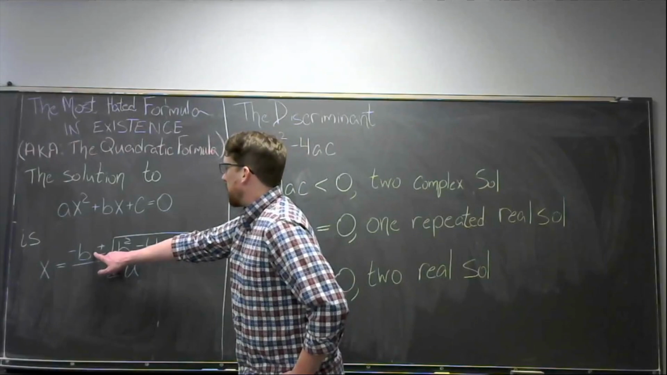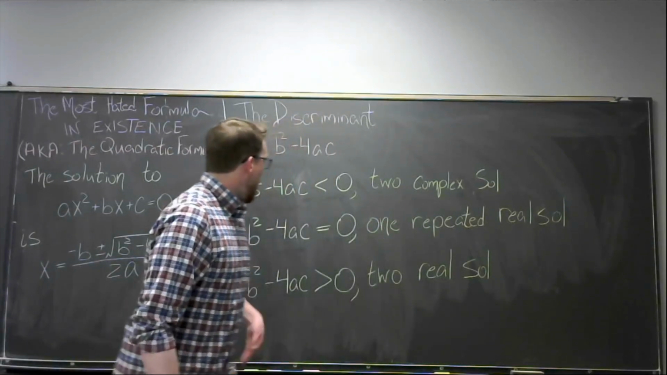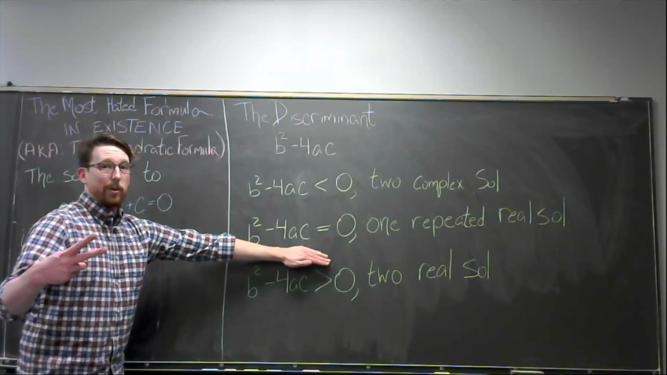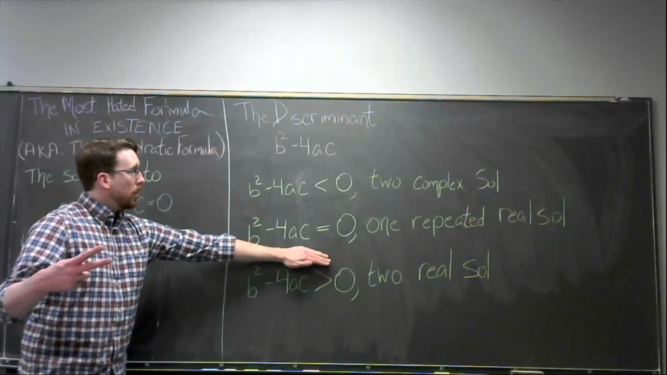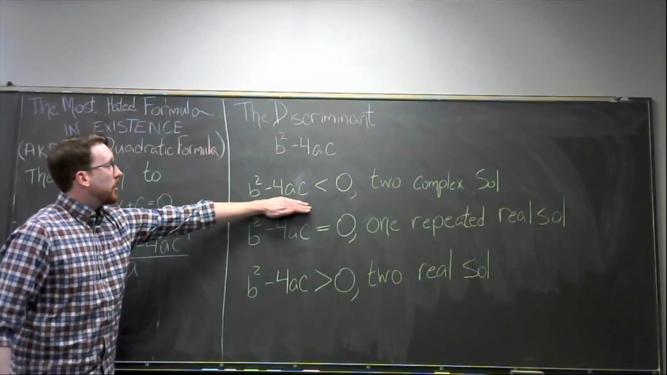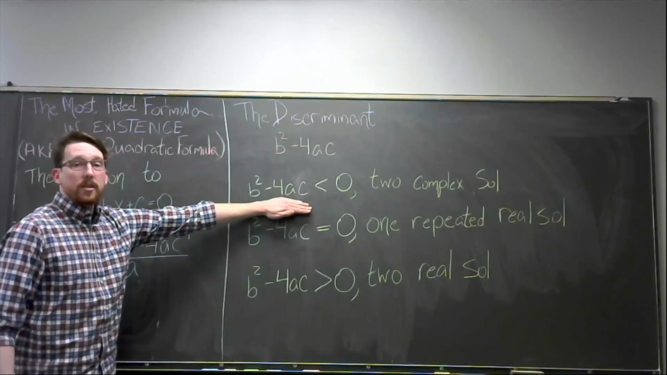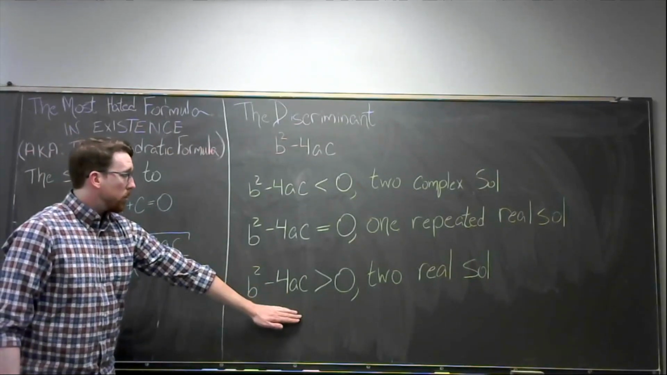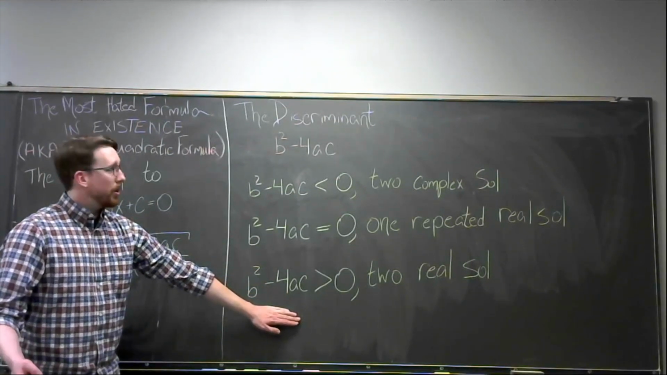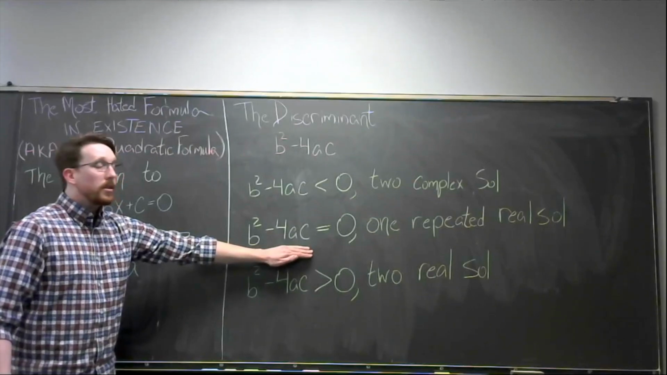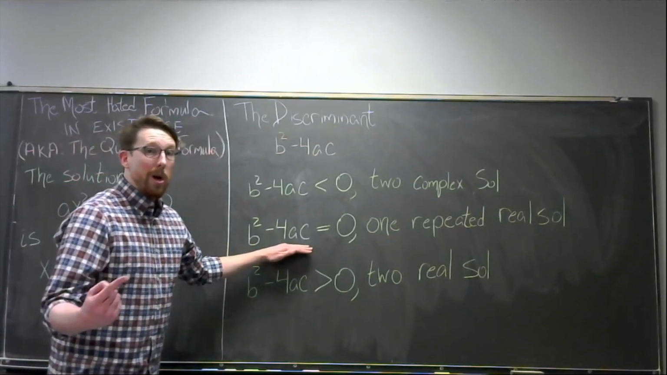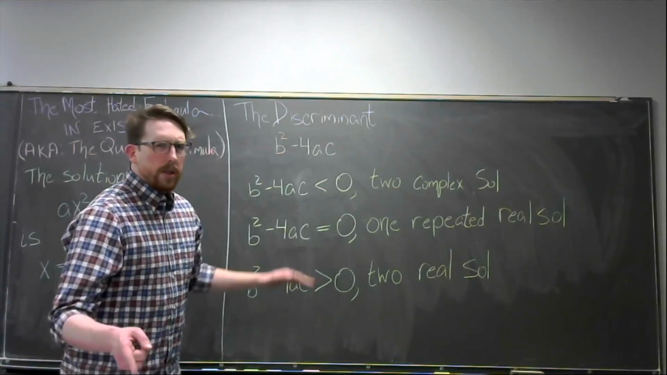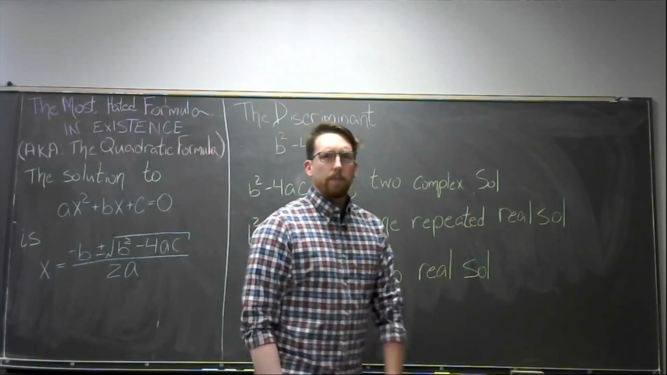Because we've got this plus or minus. Whenever our determinant is not equal to 0, we're going to get two different solutions. Whenever our determinant is less than 0, we're going to get complex solutions. Whenever it's greater than 0, we're going to get real solutions. Whenever it is 0, we're going to get one repeated solution. So let's use this. Let's check it out a little bit. Let's see an example.